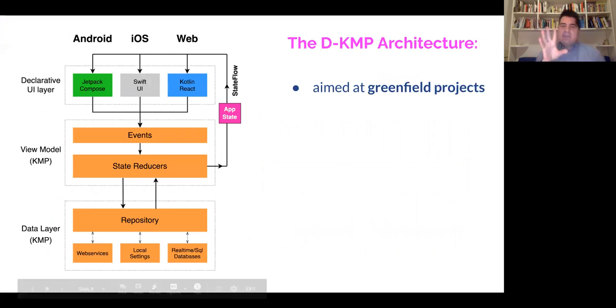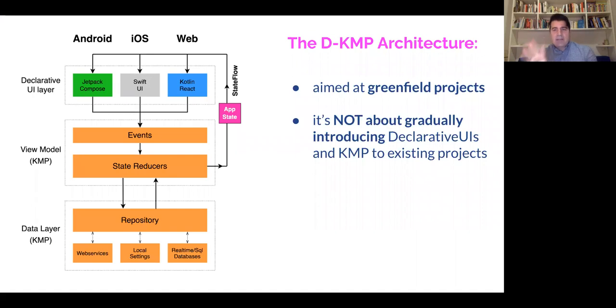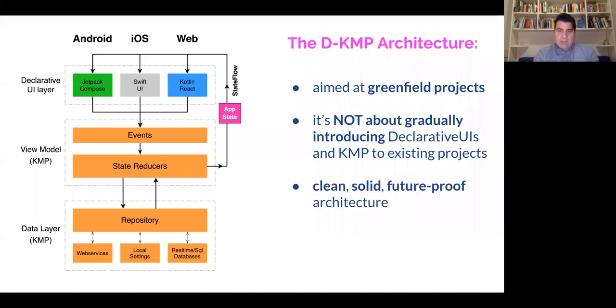Let's state something important about this KMP architecture. This architecture is aimed at greenfield projects. So it's not about gradually introducing declarative UIs and KMP to existing projects, because we are actually talking about an architecture which is clean, solid, and future-proof, which makes no compromises with the past. This is a very important assumption, because KMP on its own can be used in many different ways.